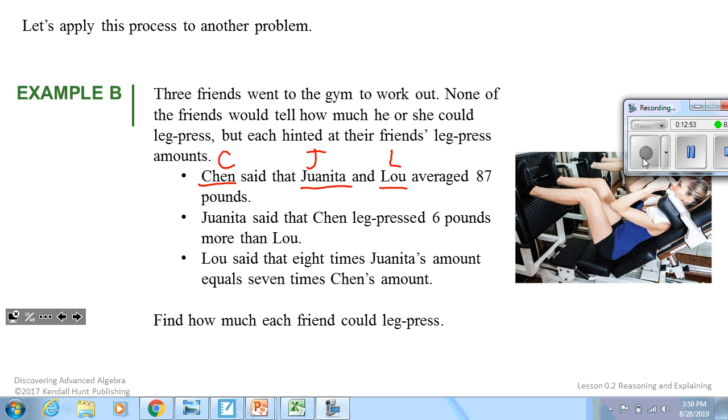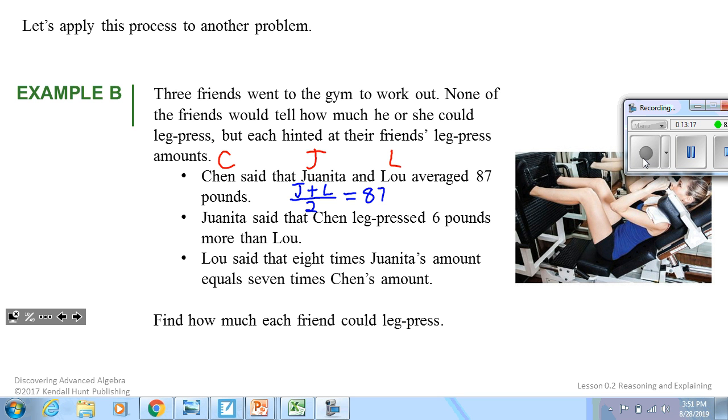Okay, so Chen said that Juanita and Lou averaged 87 pounds. Now that we've assigned our variables, let's go ahead and create an equation for that. Chen says that Juanita and Lou average 87 pounds. In other words, Juanita plus Lou, and when I'm doing an average, I'm going to divide by how many there are, right? So I divide by 2. So there's one of my equations.